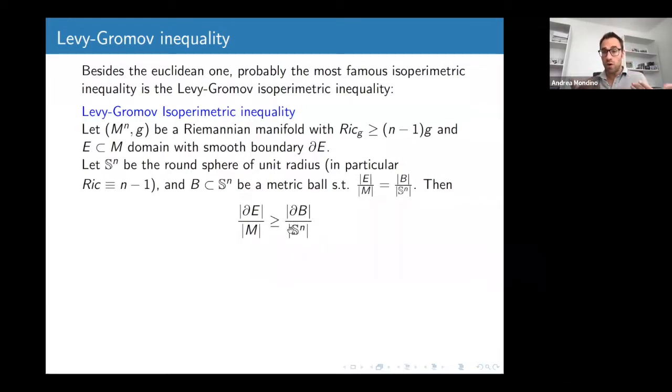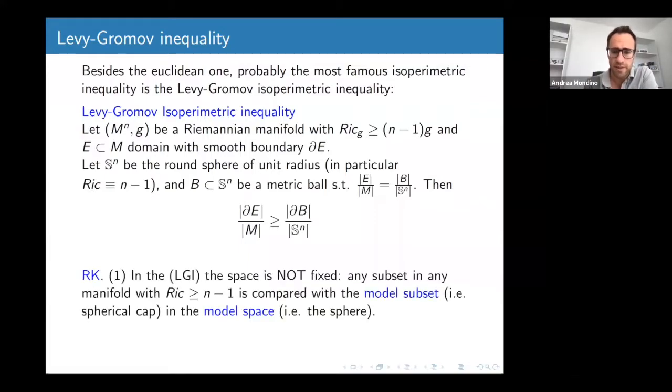So you have a lower bound on the renormalized perimeter of any set inside a manifold with Ricci bounded below by n minus one, given by the renormalized perimeter of a metric ball inside a sphere, and the sphere is chosen so that you saturate the lower bound on the Ricci. Okay, so this is the famous and beautiful Lévy-Gromov isoperimetric inequality.